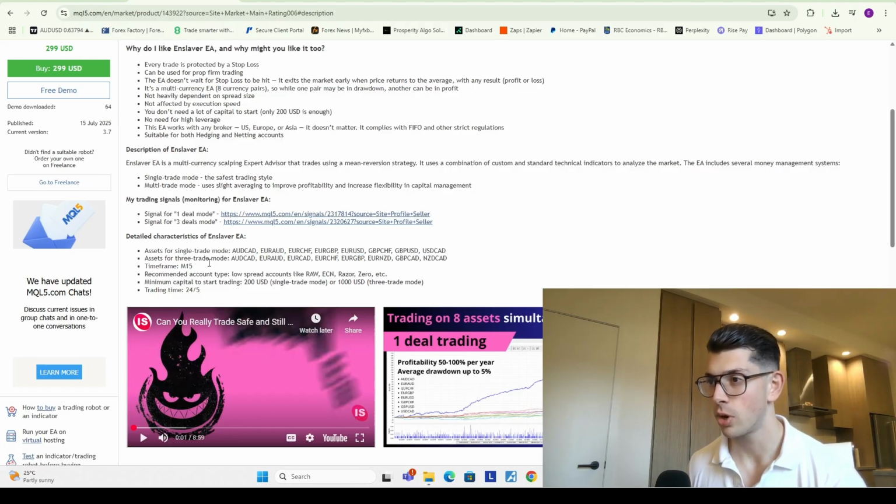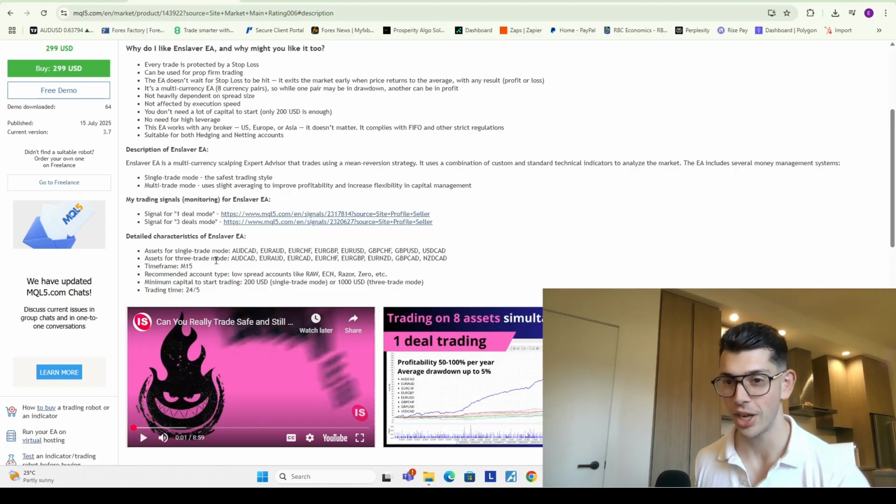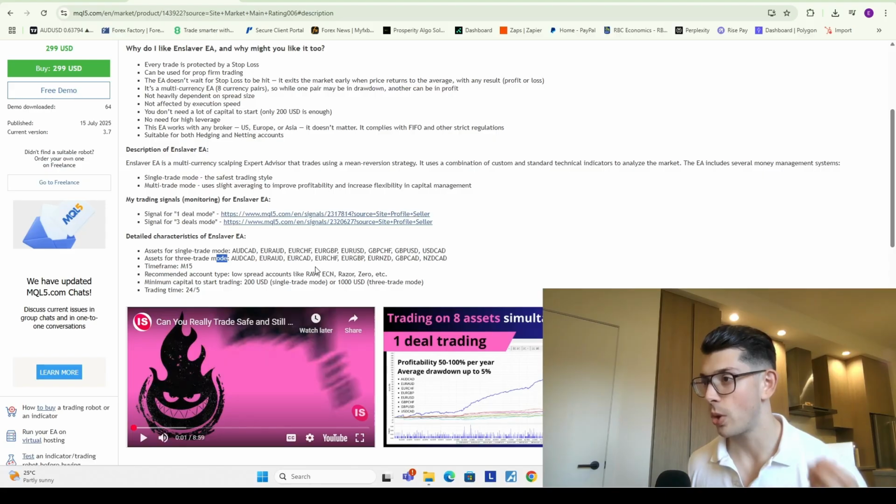And he has a couple different modes here, one of which is single trade mode, which I believe is just one entry, one stop loss, one take profit, no averaging in. And he has one that uses a slight martingale, like a three trade mode where it averages in up to 3 different levels. And what I think is quite smart is he's giving you some different options for the 3 trade mode versus the single trade mode.